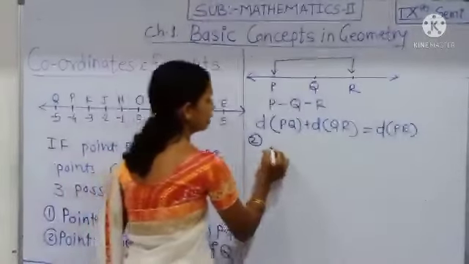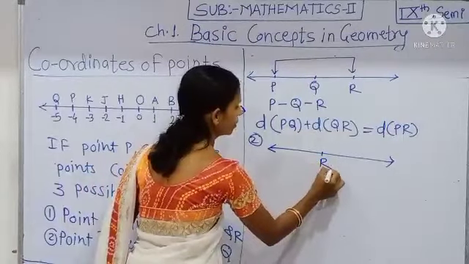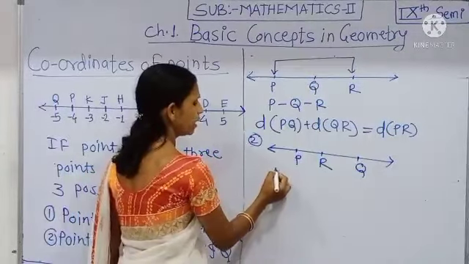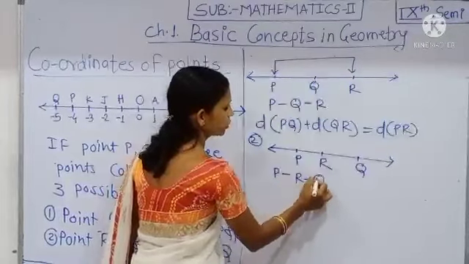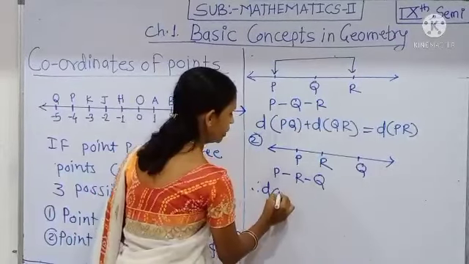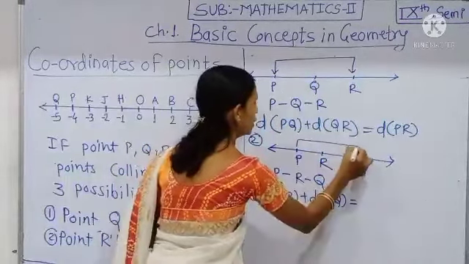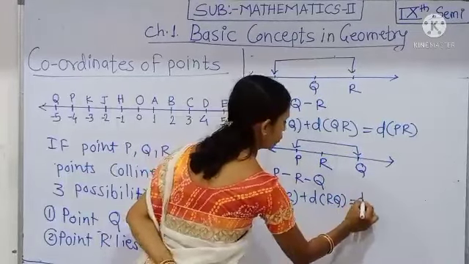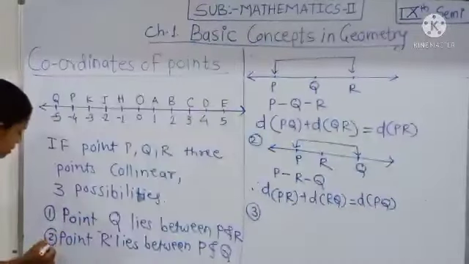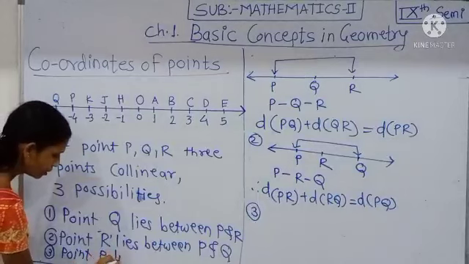See here, the second possibility may be that point R lies between P and Q. Then it is written like this, P-R-Q, and therefore dPR plus dRQ is equal to dPQ, the distance PQ.